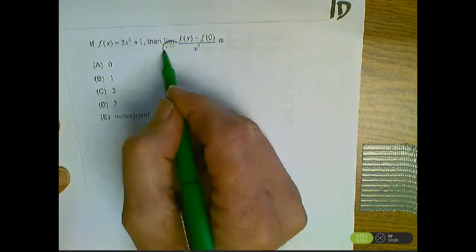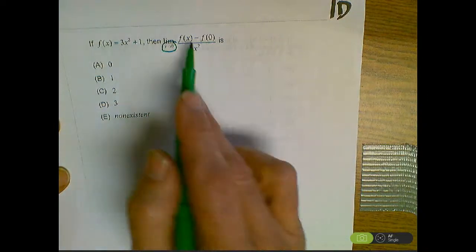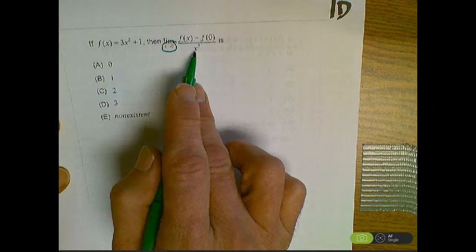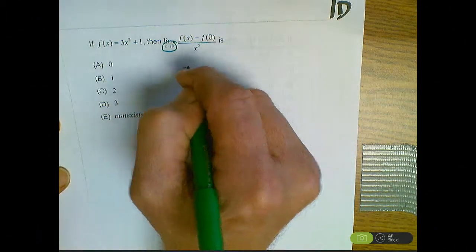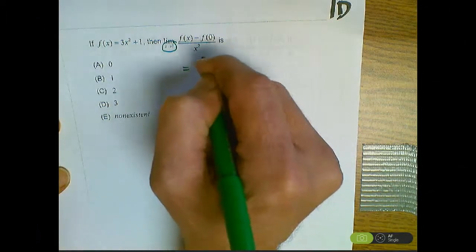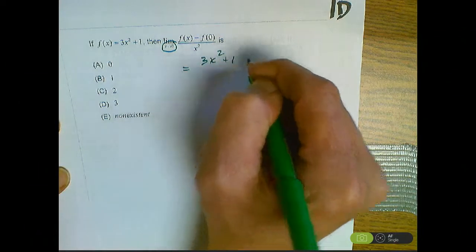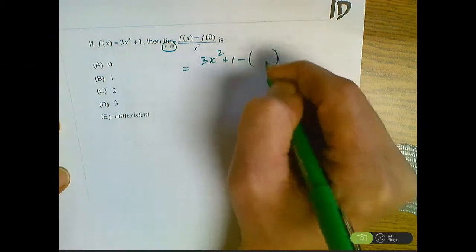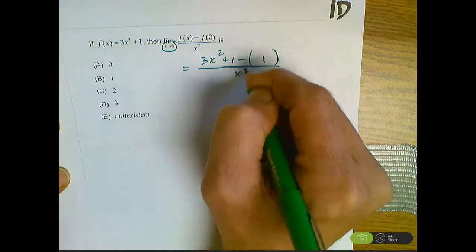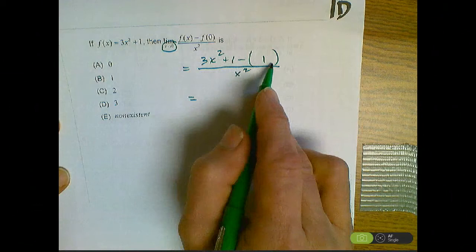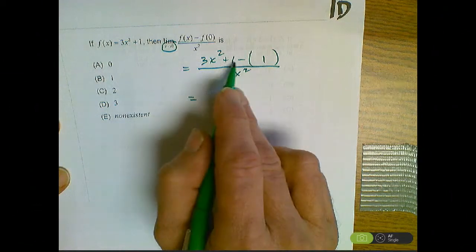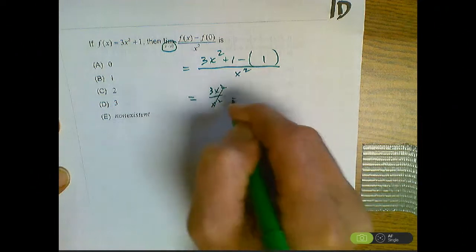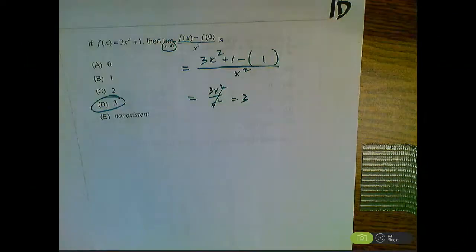Okay, I'm going as x approaches 0 of this quotient. I can't just plug it in, but let's see what happens. Does anything reduce? So I'm going to plug in f of x, which is 3x squared plus 1, minus f of 0. So I'm plugging in 0, and I just get minus 1, and that's all over x squared. So 3x squared plus 1 minus 1 is just 3x squared. So 3x squared over x squared. They reduce, I get 3. Answer is D.